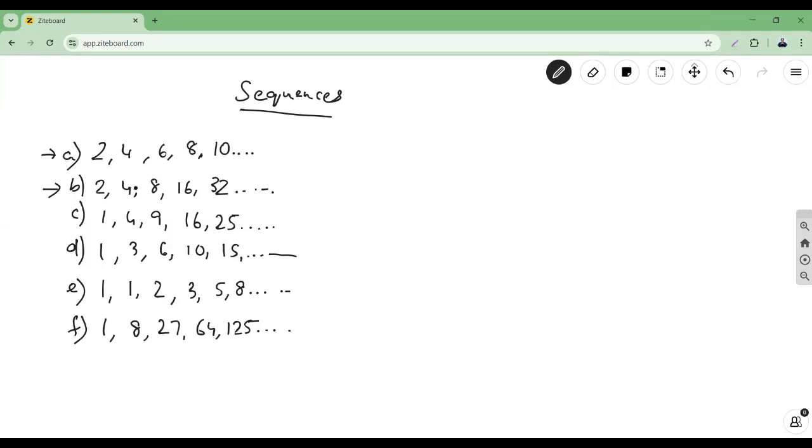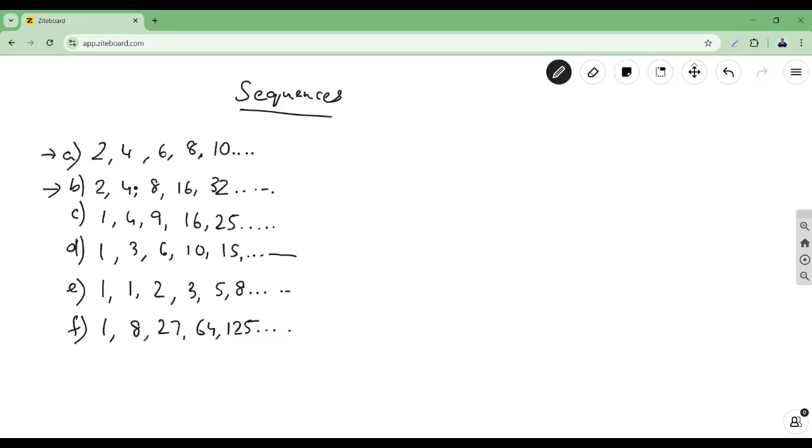I want you to pause the video now and check what pattern you see in the different sequences. After you figure out the pattern in sequence A, then go for sequence B. Go ahead and try to find, do you see any pattern? Think hard. You can do it. You can find some pattern, then come back to the video and let's discuss it.